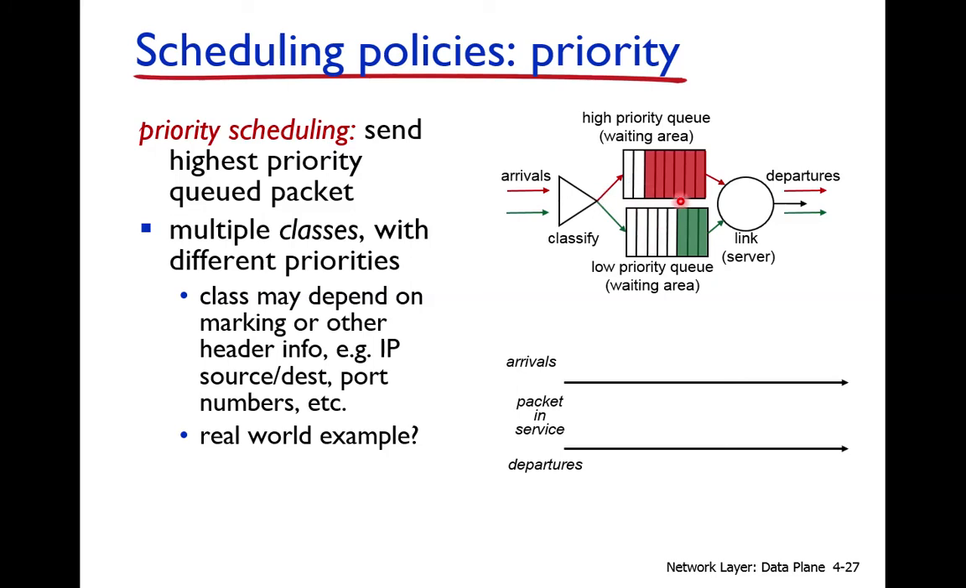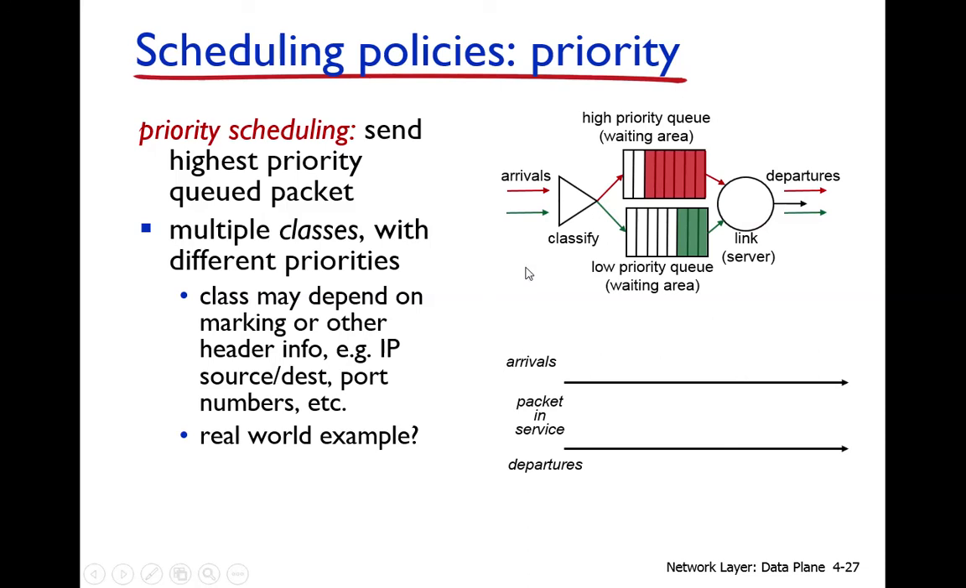Now in priority scheduling, when this link is available and we want to transmit a packet, we will first transmit the packets from the queue of higher priority. These will be transmitted first. When all these packets are transmitted and this queue is empty, then we will transmit the packets from this queue, first come first serve basis. So this is called priority scheduling.